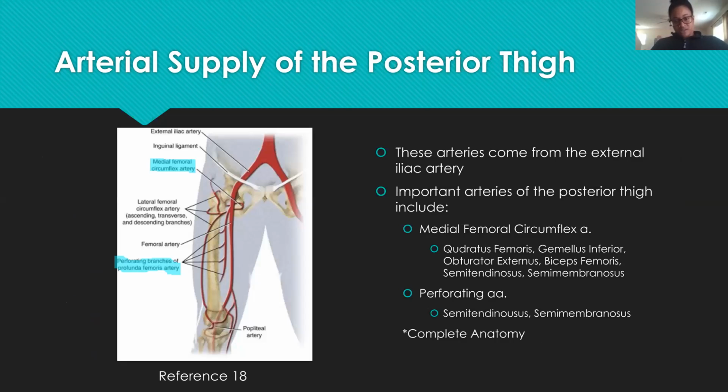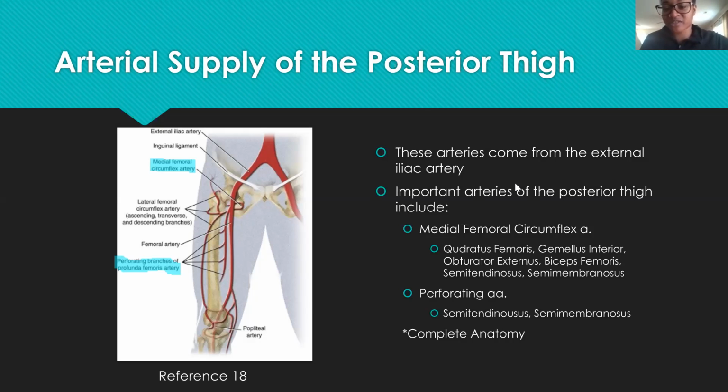The arterial supply of the posterior thigh. So these arteries come from the external iliac artery, which is going to come under the inguinal ligament and come down towards the femur mostly. You're going to have a branch of the profunda femoris, or the deep femoral artery, which is going to break into the medial and lateral circumflex femoral, and then the perforating arteries. And then, of course, the femoral comes down and continues into popliteal, but that's not really our region.